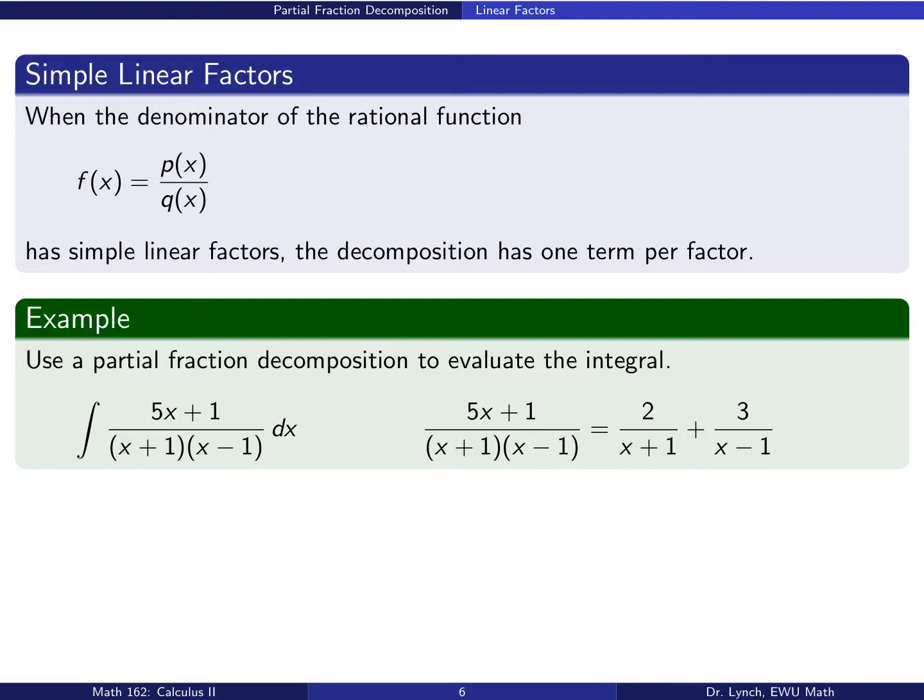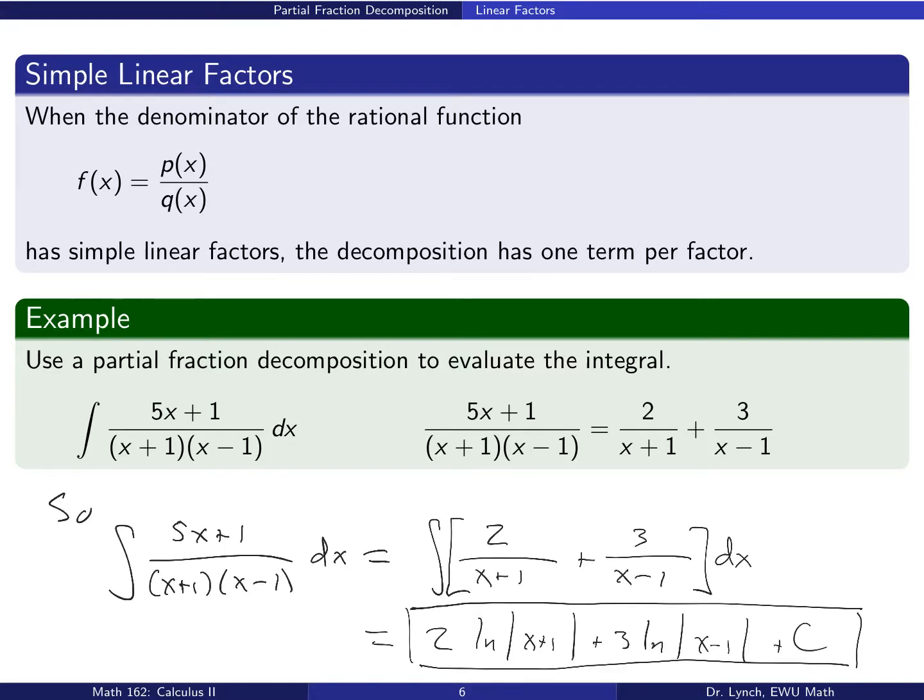Now that we have the partial fraction decomposition, evaluating the integral is as quick as evaluating two integrals that end up involving natural logs. So again, here's that partial fraction decomposition. The integral of one rational function is the integral of the decomposed rational function. The decomposed rational function is quick to integrate, again, as we saw before, to 2 times the natural log of |x + 1| plus 3 times the natural log of |x - 1| plus a constant. Simple linear factors, one term per factor.